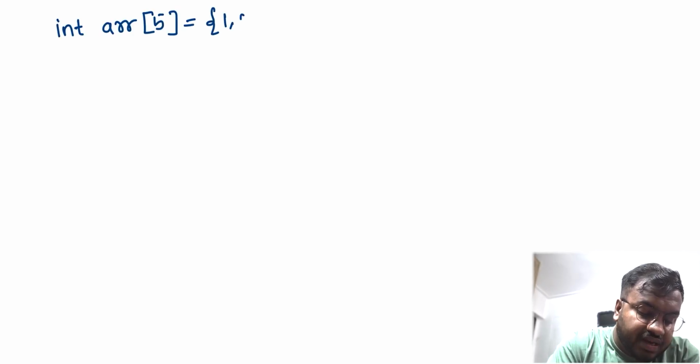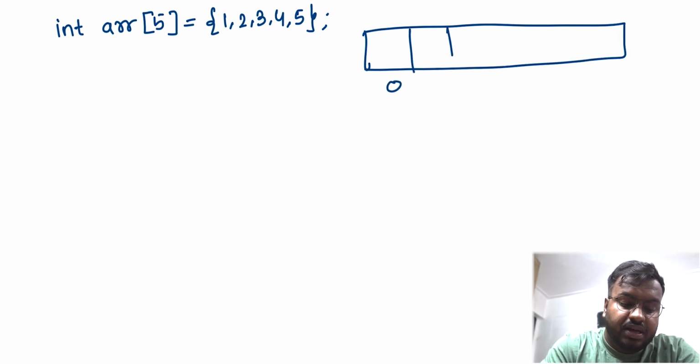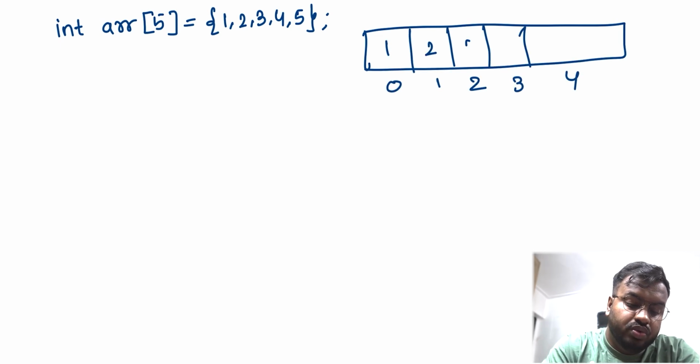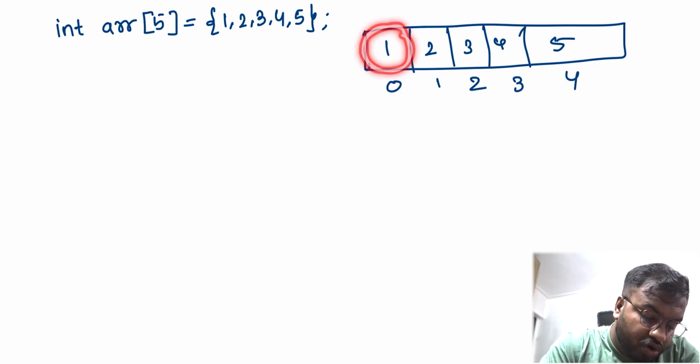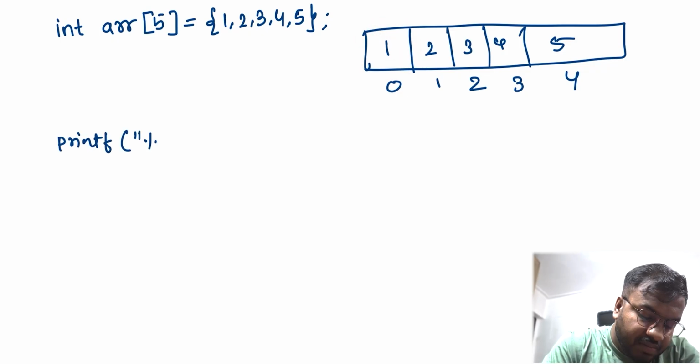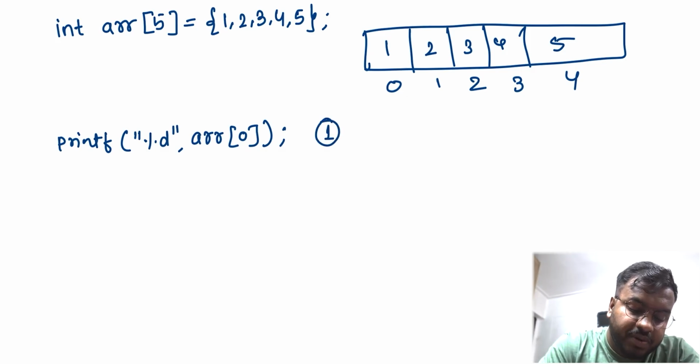Now I want to print the array on the console. For example, let's suppose I create an array containing these particular elements: 1 2 3 4 5. Now I want to print this on the console. If I want to print the very first value, what can I do? I can write printf %d and array of 0. So what will be printed? 1 will be printed on the console.